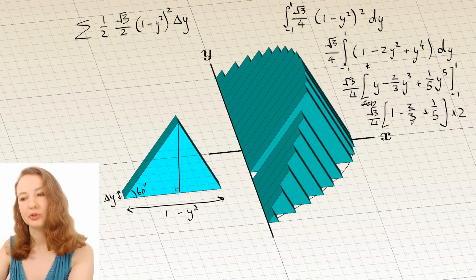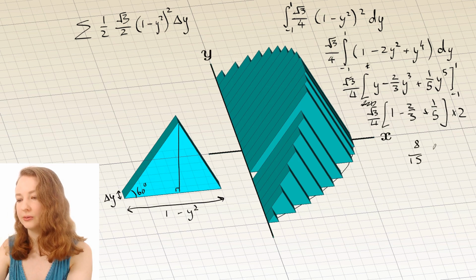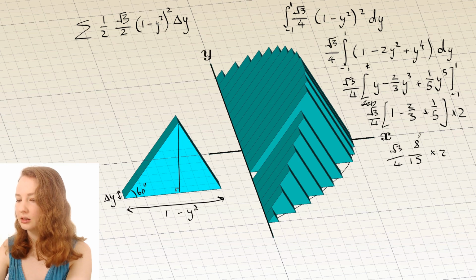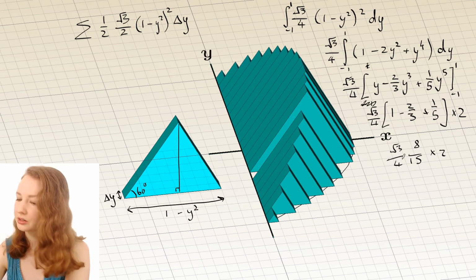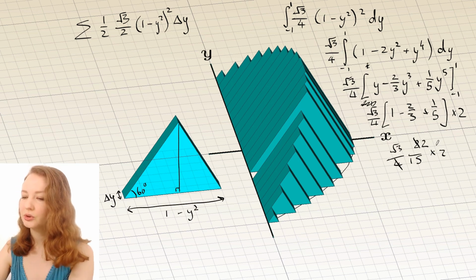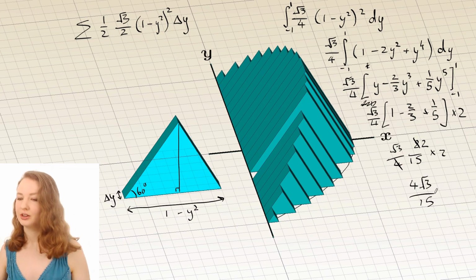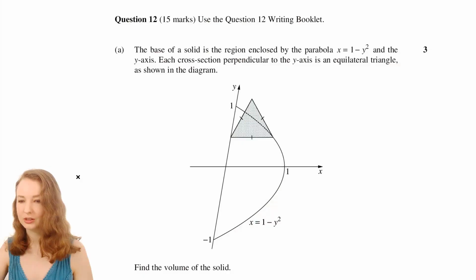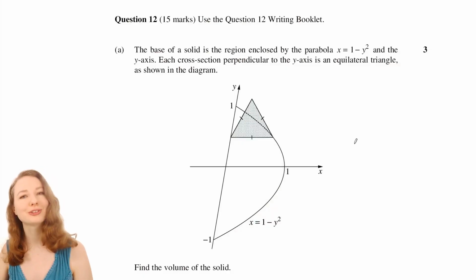1 minus 2/3 is 1/3, and then 1/3 plus 1/5 is 8 on 15. And then let's cancel some common factors there. So 4, and that becomes 2. And then 2 times 2 is 4, 4 root 3 on 15. So that's the volume of the solid, 4 root 3 on 15.